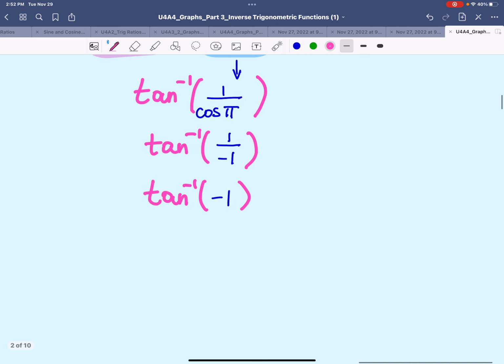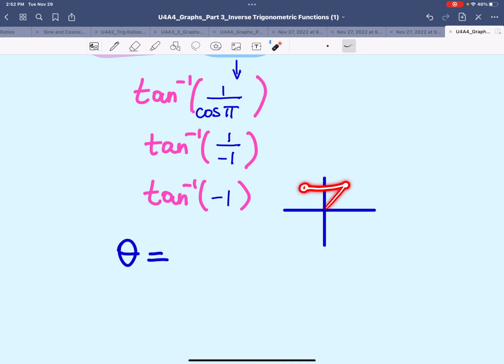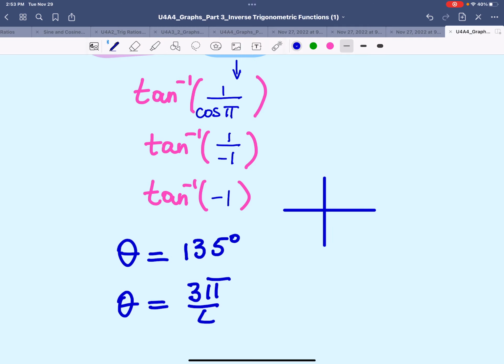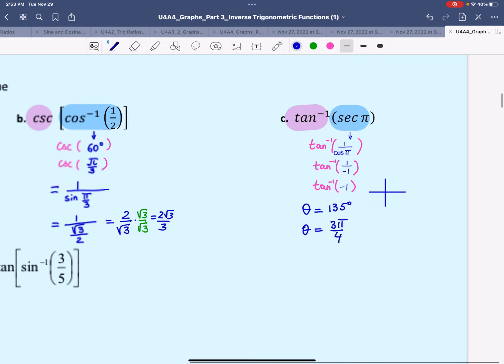And inverse tan of negative 1 will give us the angle theta equal to, so think about the tan ratio of negative 1. If you are on the Cartesian plane, you can simply use the calculator, obviously. But the tan ratio of 1 will be here for angle 45. Negative 1 will be the angle 135 degrees. So I would say 135 degrees, or we can go 1 pi over 4, 2 pi over 4, 3 pi over 4. And that would be the answer for question C.